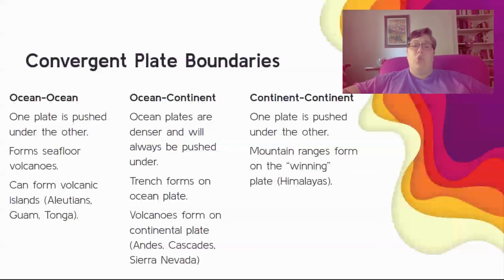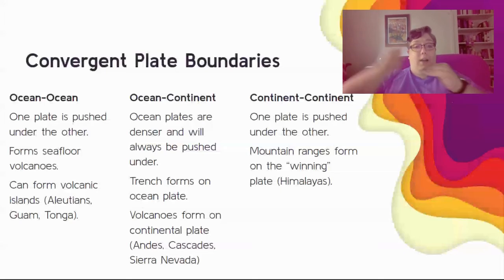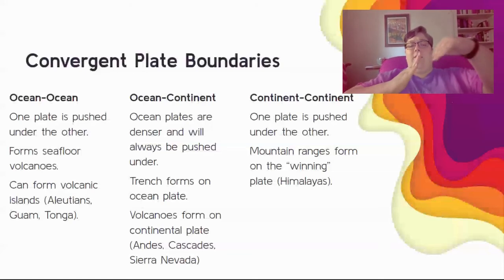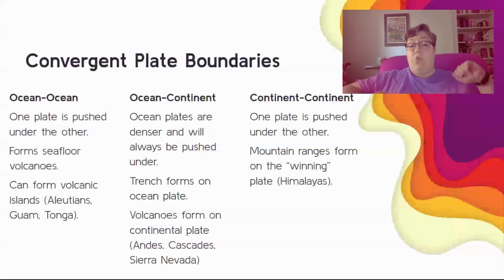Now, ocean continent, that one is much more predictable. If an ocean plate runs into a continent plate, the continent plate will win every time. It'll come out on the top because ocean plates are denser. So they will always end up getting pushed under. So what you'll see is a trench that forms on the ocean side and a volcanic mountain range that forms on the continent side. Think the Andes in South America, the Cascades or the Sierra Nevada. All of those would be examples of a collision between ocean and continent plates.